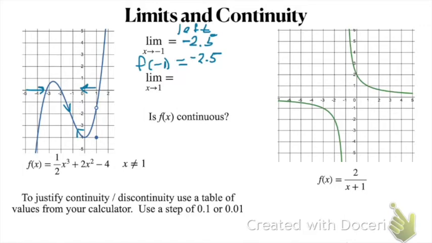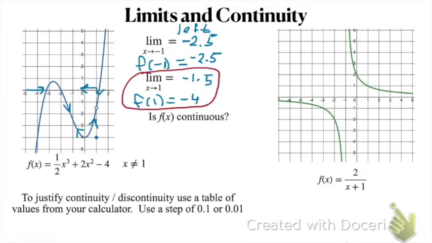Now we're going to look at the limit as x approaches 1. So from the left side, we're coming in. From the left, we're approaching -1.5. From the right, we're approaching -1.5. But if you look at f of 1, and you see where the closed circle is, f of 1 is at -4. This is not drawn there. You notice for this bottom one, right here, these do not match. That means we have a discontinuity there.